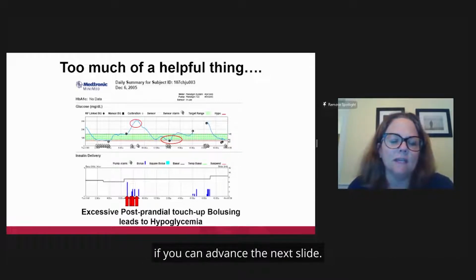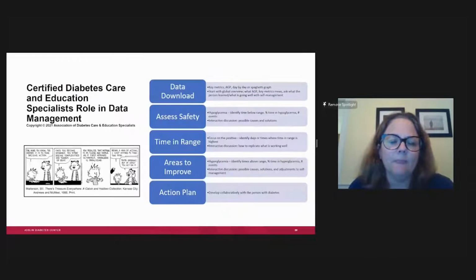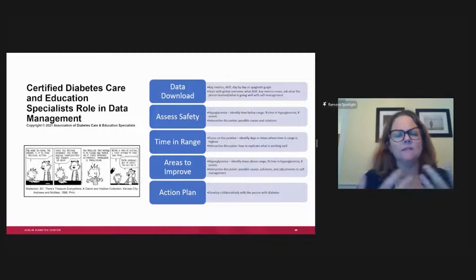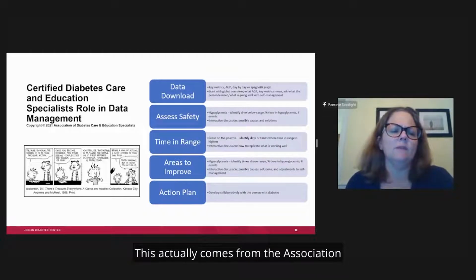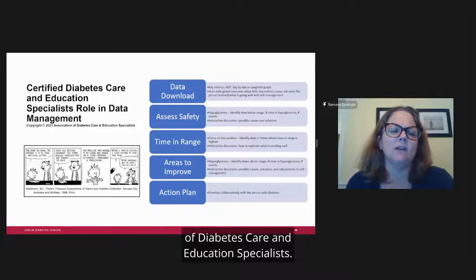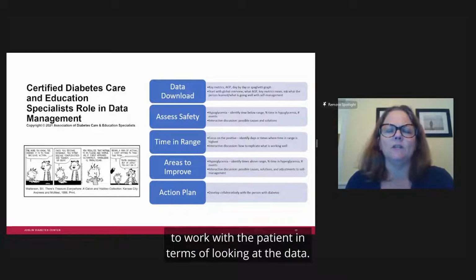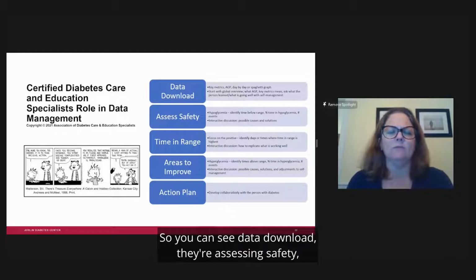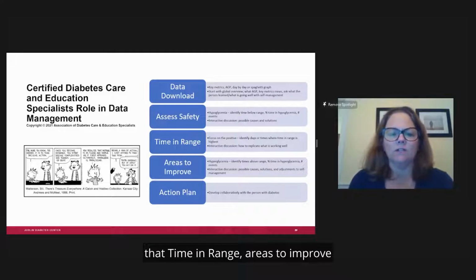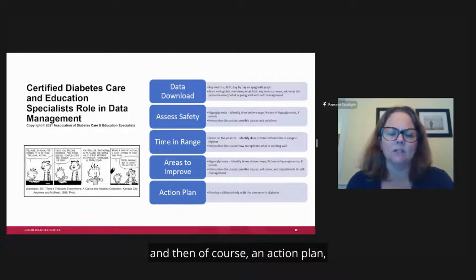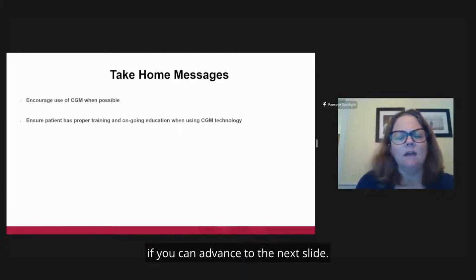If you can advance the next slide. This actually comes from the Association of Diabetes Care and Education Specialists. It's a way for the certified diabetes educator to work with the patient in terms of looking at the data. So you can see data download, they're assessing safety, time in range, areas to improve, and then of course an action plan. If you can advance to the next slide.